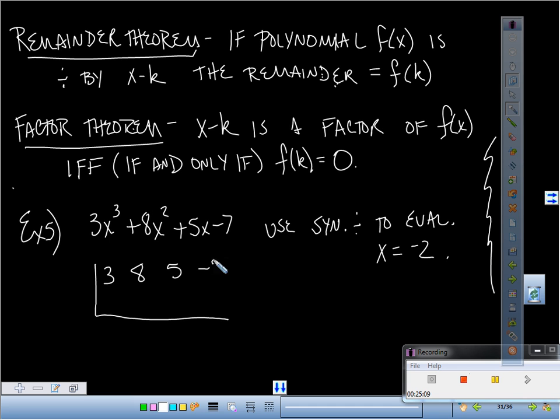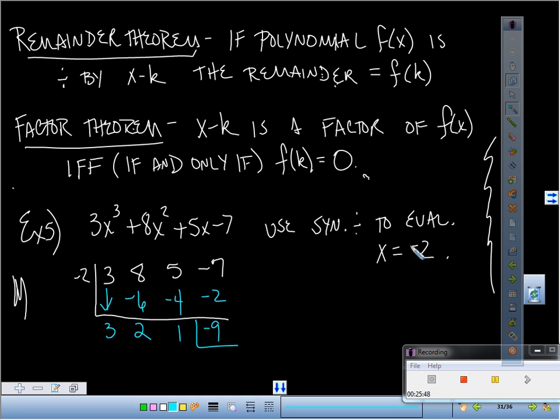Okay, what are we dividing by? I don't know what's wrong with this thing. It drives me crazy. Thank you. Yeah. Negative 2. All right, so we're going to put a negative 2 out here. We're going to bring down our 3, multiply, and add. Multiply, and add. Multiply, and add.